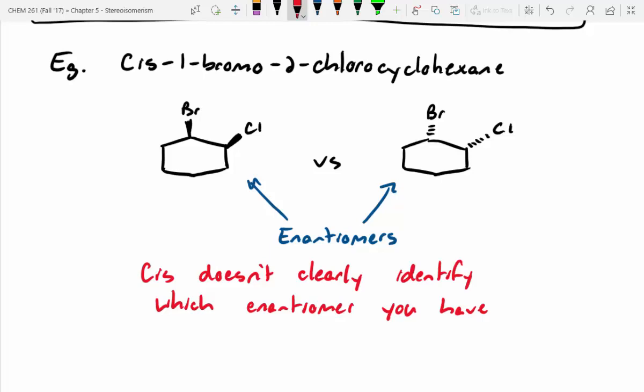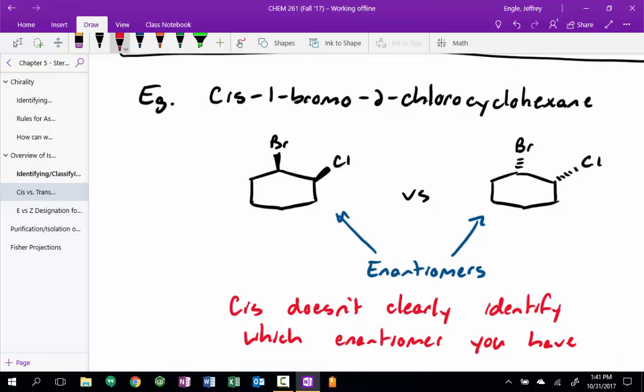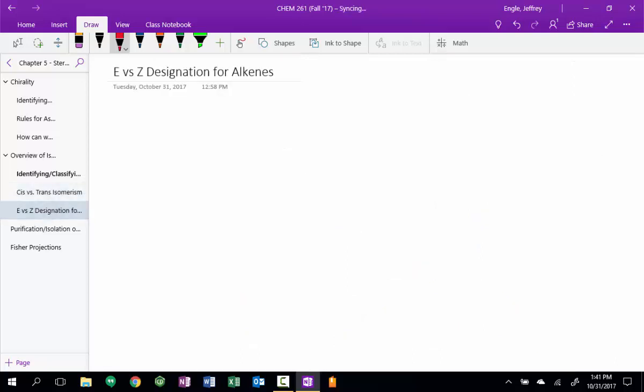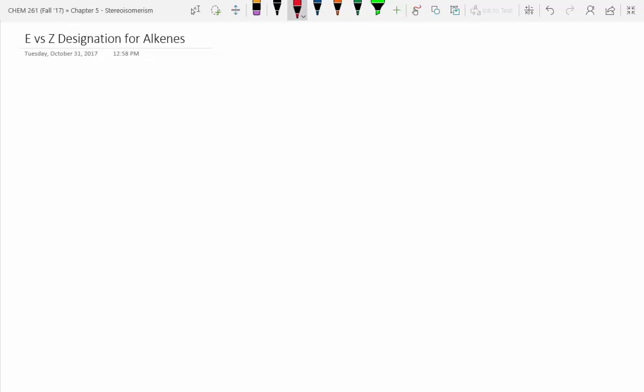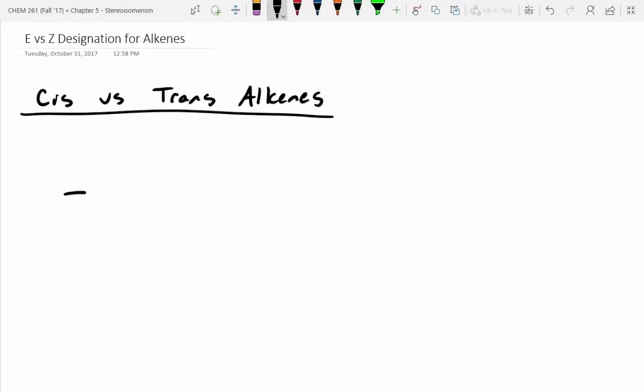All right, so let's move on to alkenes. I know this is kind of out of order, and we're going to cover alkenes a little bit later on. But we've got some geometric isomerism with alkenes. So again, cis versus trans alkenes. For some of you, this will be a review, but let's try to name these. Which one is cis? The one on the left or the one on the right? The one on the right. Okay, so this one's cis.